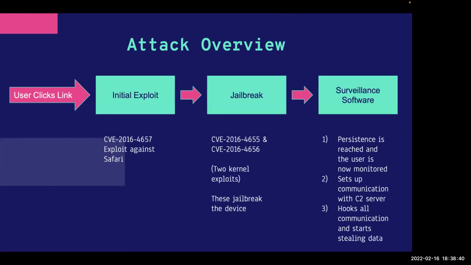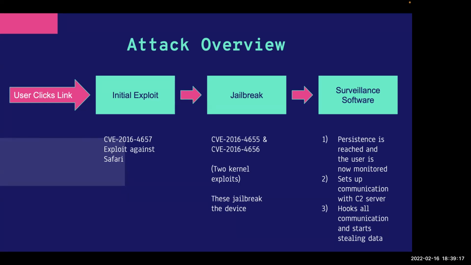So the way that the attack actually works is a user is sent a link, whether it's through WhatsApp or iMessage or Gmail or anything like that. And all they have to do is just click on the link, and it uses an initial exploit against Safari WebKit. And from there, it immediately closes and basically deletes any findings of itself and uses 2 other exploits against the kernel to jailbreak the device. From there, that surveillance software is installed where persistence is fully reached and the user is basically fully monitored.